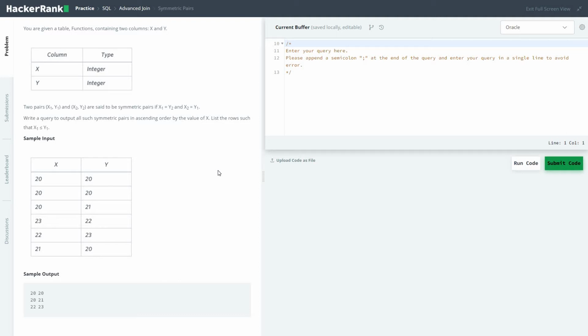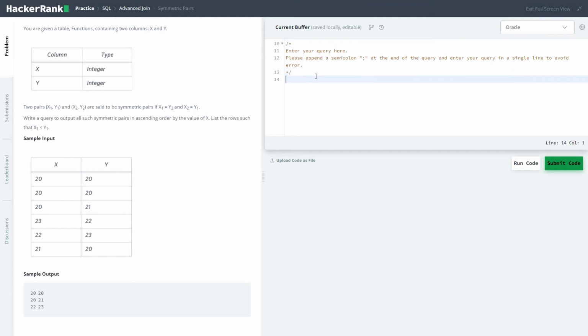You are given a table Functions containing two columns, X and Y. Two pairs, (X1, Y1) and (X2, Y2), are said to be symmetric if X1 equals Y2 and X2 equals Y1. Write a query to output all symmetric pairs in ascending order by the value of X. List the rows such that X1 should be less than or equal to Y1.